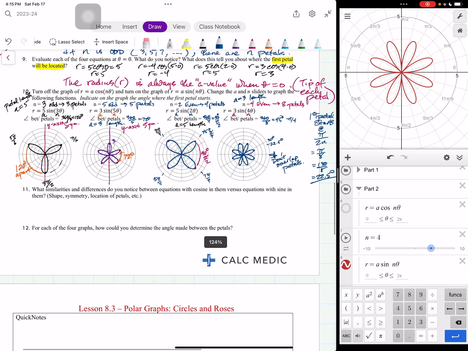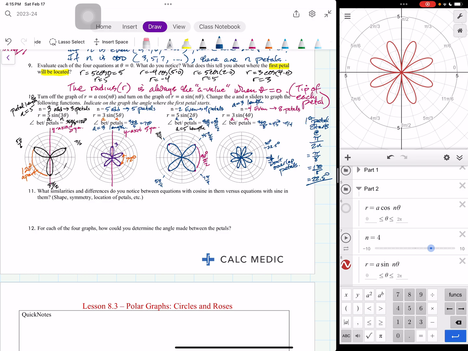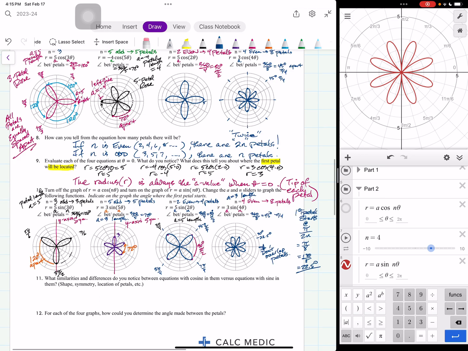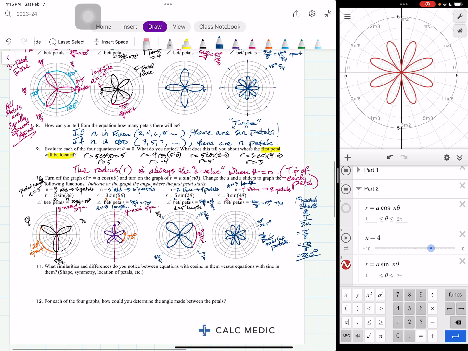Okay, number 11 and 12, and then we're going to be ending the video here. What similarities and differences do you notice between the equations with cosine in them versus equations with sine in them: shape, center, location, etc. If you compare these two, the top graphs are dealing with cosine, the bottom graphs are dealing with sine. So cosine, let's write this out. Cosine has x-axis symmetry.